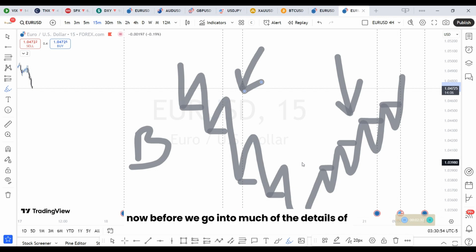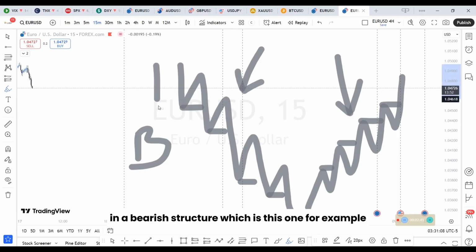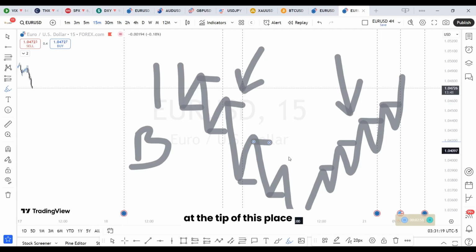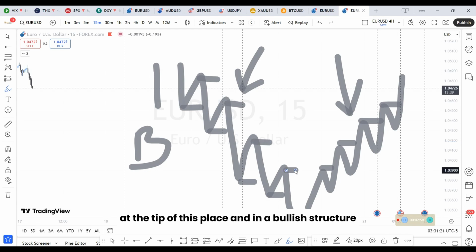Now, before we go into much of the details of how to join the market when we come into a bullish or bearish structure, you want to know that in a bearish structure, which is this one for example, you want to trade at the tip of this place, which is the lower high. And in a bullish structure, you want to enter at the bottom of this place.